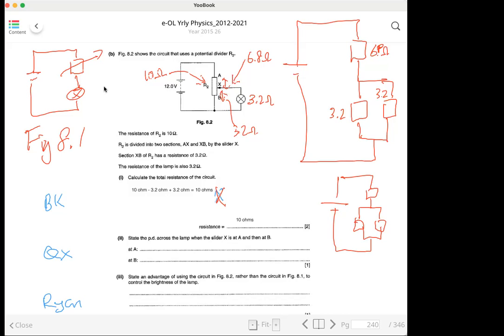Okay, Bei Kwan, can you do part 1 again? Your answer is incorrect. You try again part 1. Okay, Yu Ting, your part 1 is correct. Well done.